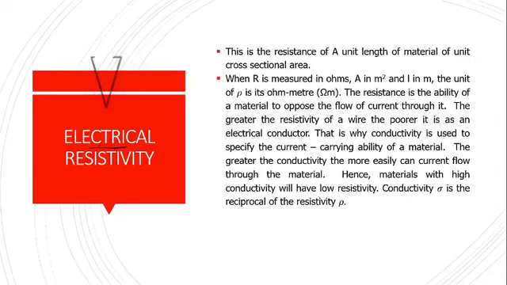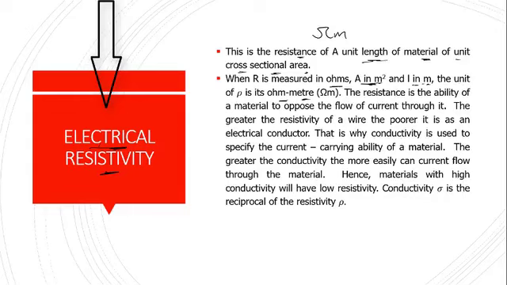Now let's talk about electrical resistivity. The resistance of a unit length of material of unit cross-sectional area is what we call the resistivity of that material. Remember that resistance is measured in ohms, area is measured in meter squared, and length is measured in meters. The unit of resistivity is the ohm meter, resistance times length.